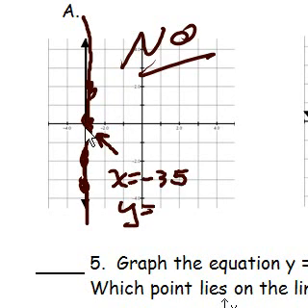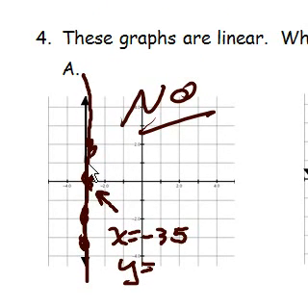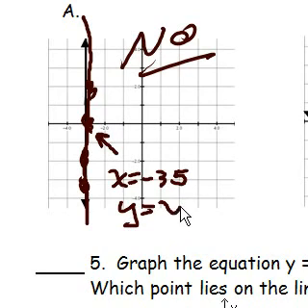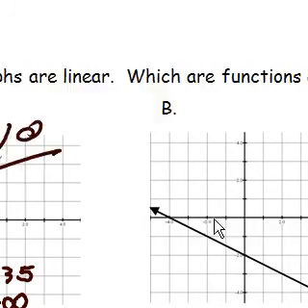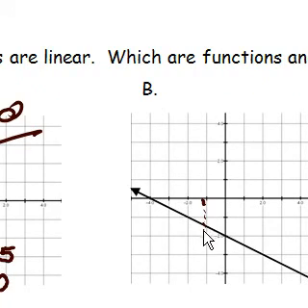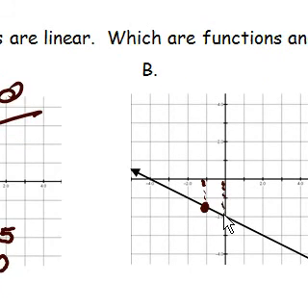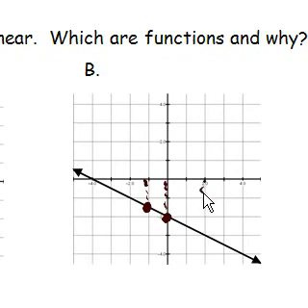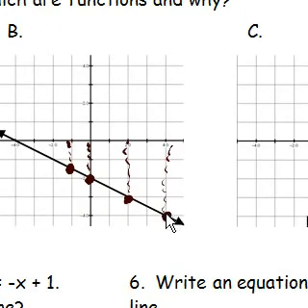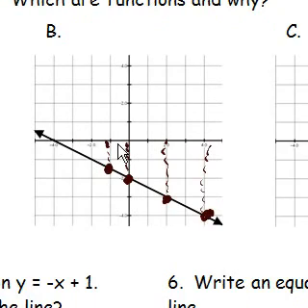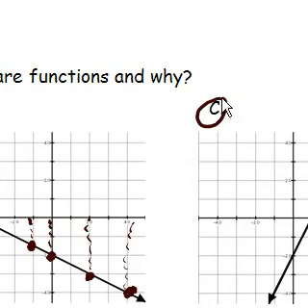x equals negative 35, there are an infinite number of y's there. So that violates our rule of a function, which says that there must be only one unique y per x. And as we can see here, no matter what x we choose, x equals 0, x equals negative 20, x equals 40, there's always one unique y. And that's why both b and c are functions, which is why they pass the vertical line test.